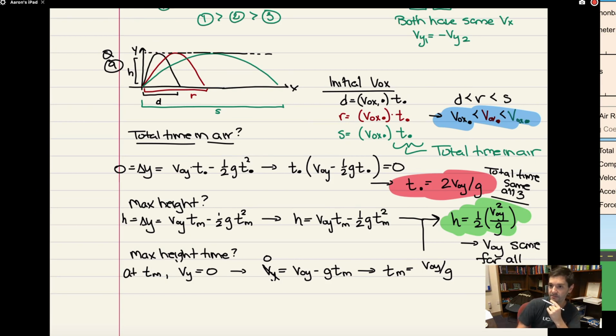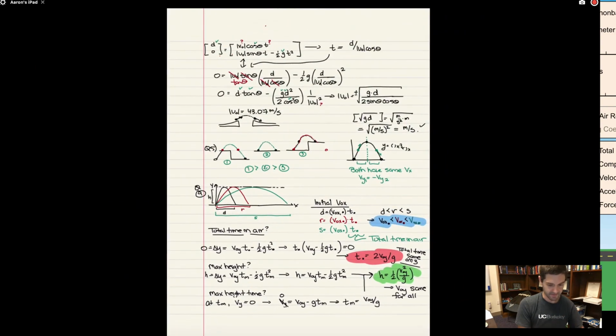Oof, that was an involved problem. But good in that it demonstrates that with some of this stuff you sometimes just have to play around.